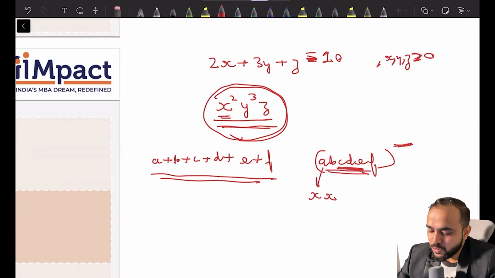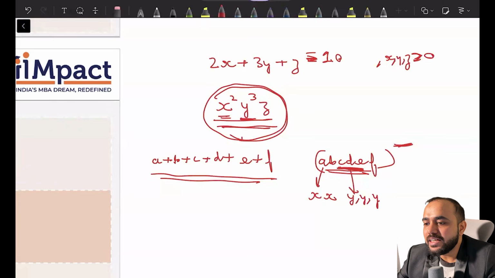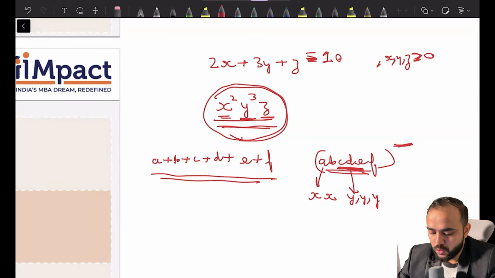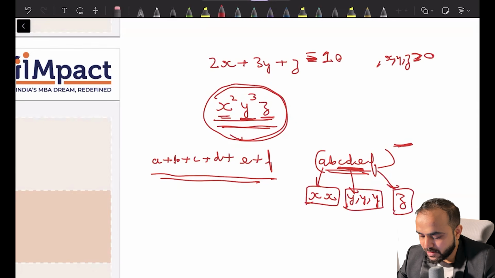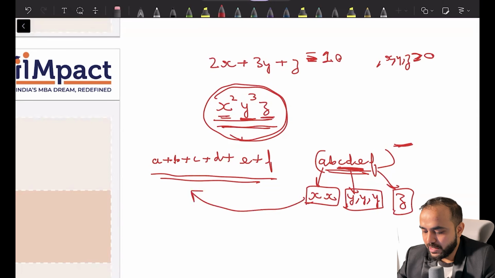I need three terms of y so that I get y cube. So I will take C, D, E as y, y, y. And I need one term of z. So I will tag F as z. Now I want two x's, three y's, and one z here. Let us make that on the arithmetic mean side.